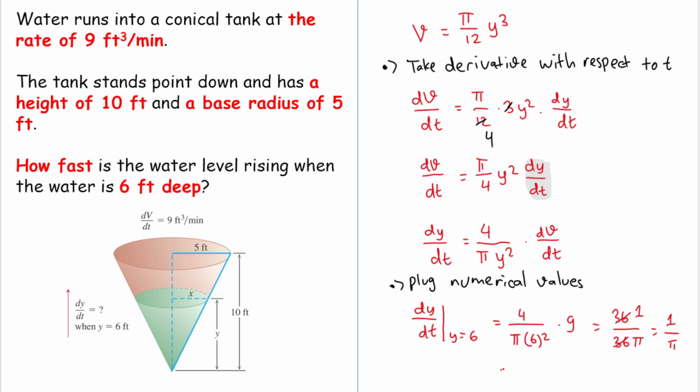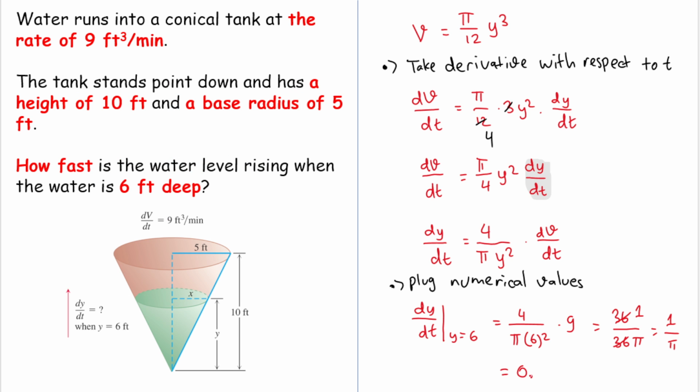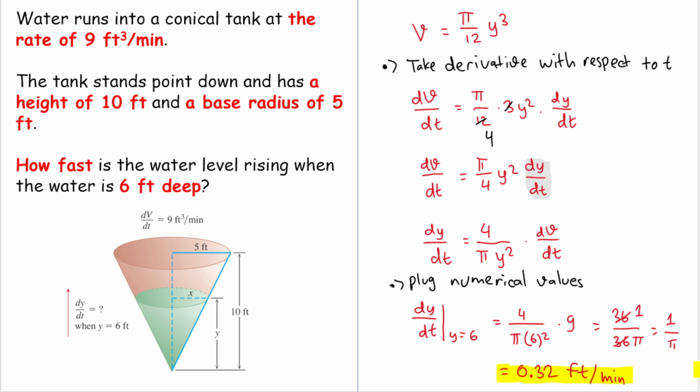But what is 1 over pi? Let's calculate that. 1 divided by pi, I will have 0.32. And what is the unit? Remember that we have dy over dt. The unit of y here is feet, and the unit of time here is minutes. So I will have feet per minute. Good. And I think that's all. This is the final answer for this problem, which is 0.32 feet per minute.